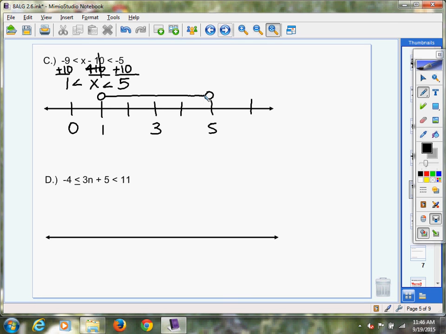All right, let's see here. Letter D, let me leave this one for you. This is going to be just like example B, because you're going to have to do 2 steps. You got to first remove the 5, then remove the 3. Okay, so see what you can do with that, and I'll check that tomorrow and see how well you did with that.